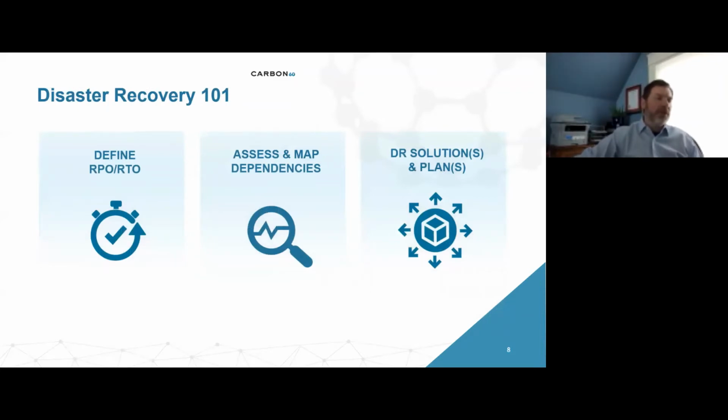So to simplify disaster recovery 101, there are three main pillars that we have to accommodate when building a disaster recovery plan. The first one is to define the RPOs and RTOs. The second is to assess and map dependencies. And the third is taking all that data and building a DR solution or plan. I say solutions and plans because very often there's no singular magic DR solution. It ends up being multiple solutions and a plan that is built to accommodate them.